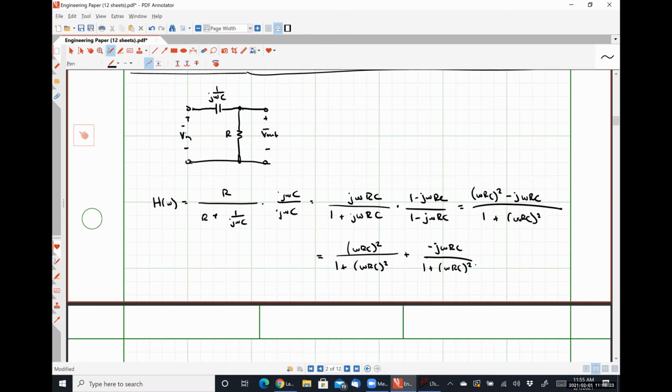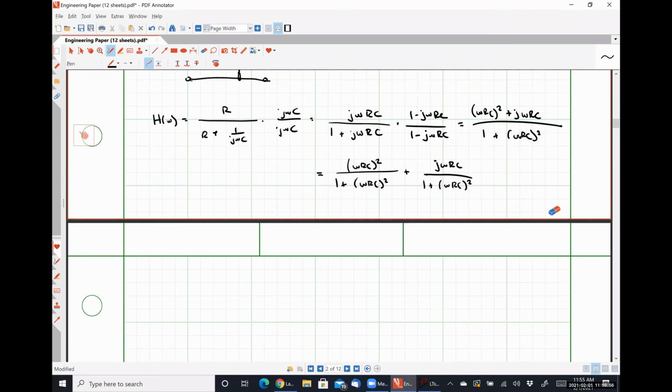Just double check my math here because I went through that crazy quickly. So j omega RC times 1, I should have positive here. And then j omega RC times negative j omega RC is negative j squared, which is positive 1, omega RC times omega RC, so (omega RC) squared. All right, so that seems legit.